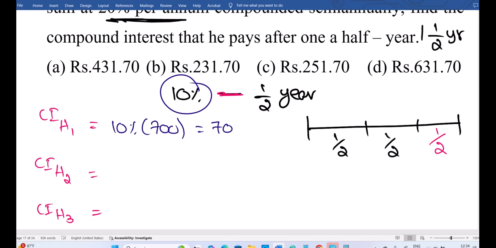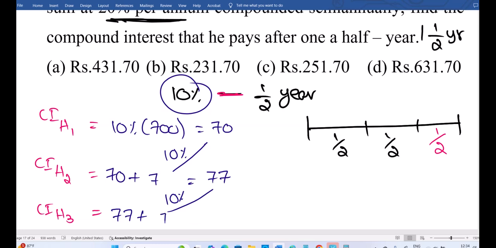Second half-yearly interest is 70 plus 10% of this, which is 77. Third half-yearly is 77 plus 10% of this, 7.7, which is 84.7. Adding all, 231.7. Option B is the answer.